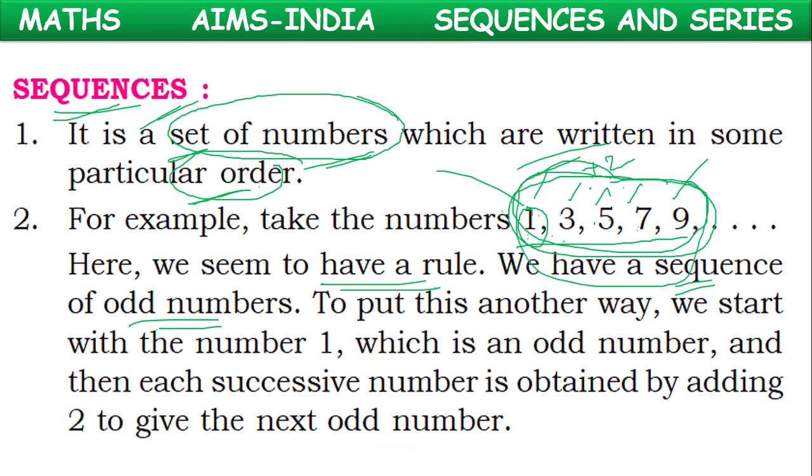Like that, it can be categorized into two types of sequences. A set of odd numbers is one sequence. A set of numbers which are formed by adding plus 2 to the previous number is another. Like that, we can name it as any kind of sequence.